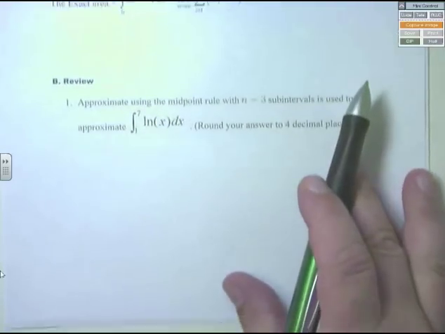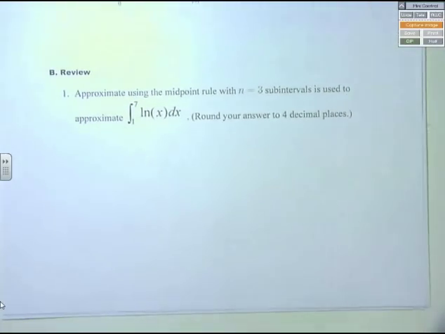So look at this example here. It says approximate using the midpoint rule. We've done left, right, and midpoint rule Riemann sums. This time they want me to use the midpoint rule Riemann sum with n equals 3 subintervals to approximate the integral from 1 to 7 of the natural log of x dx, and we're going to round our answer off to 4 decimal places.